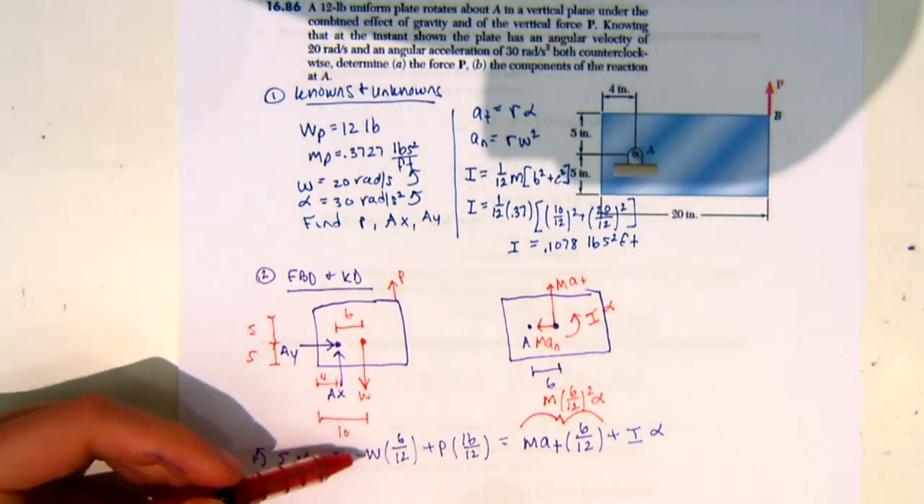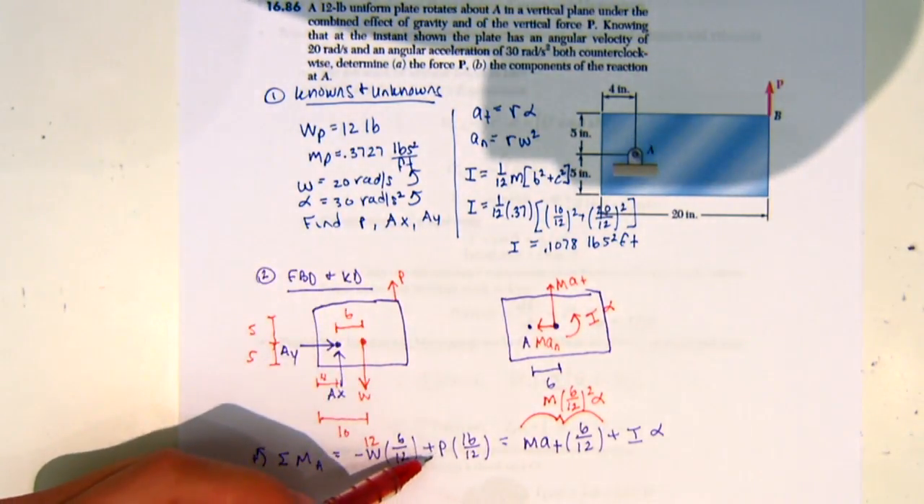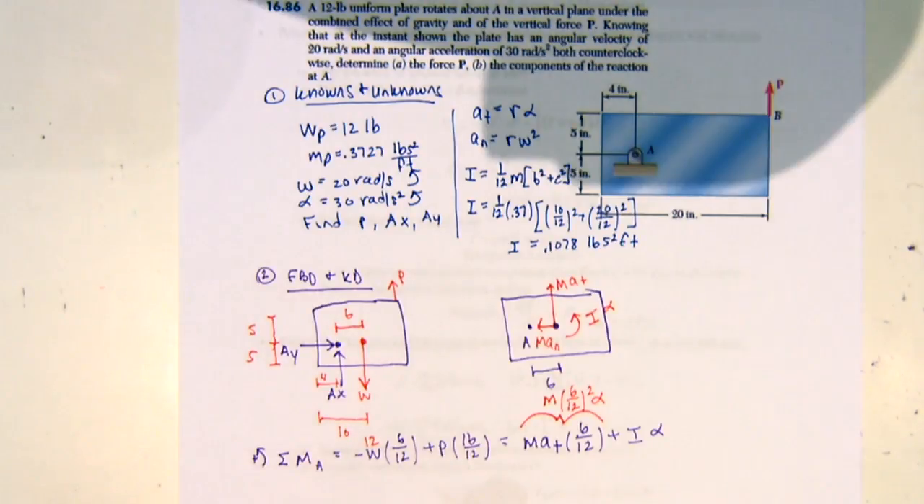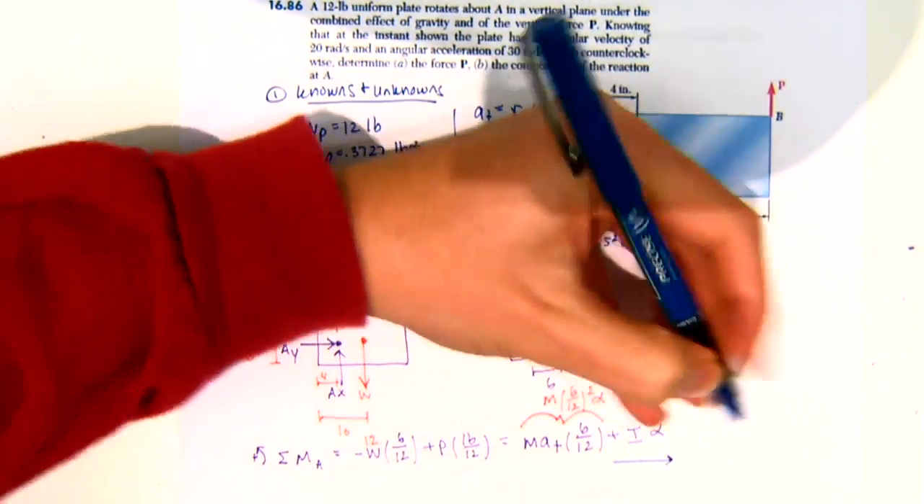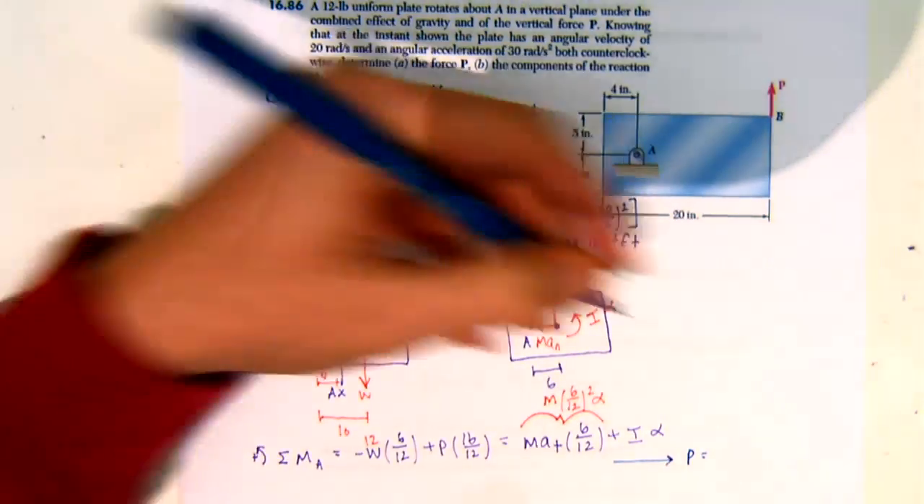So I know what the weight is. The weight is 12. I don't know P, but I do know alpha, right? Alpha is equal to 30. So from this equation, we get P is equal to 9.0225.